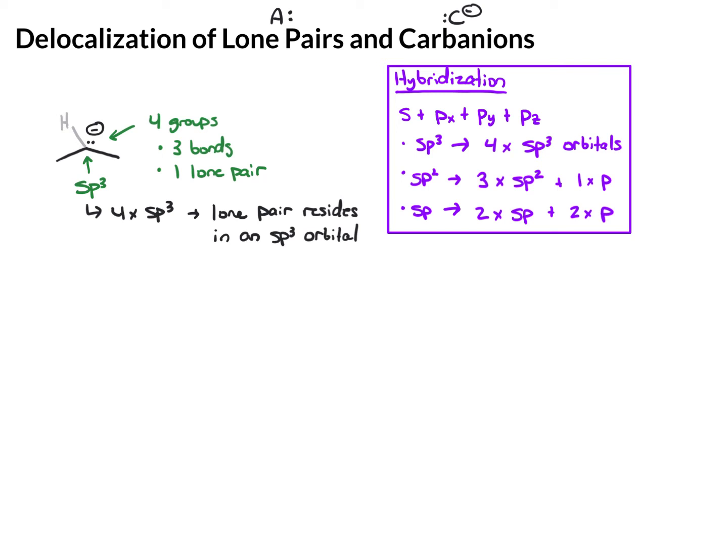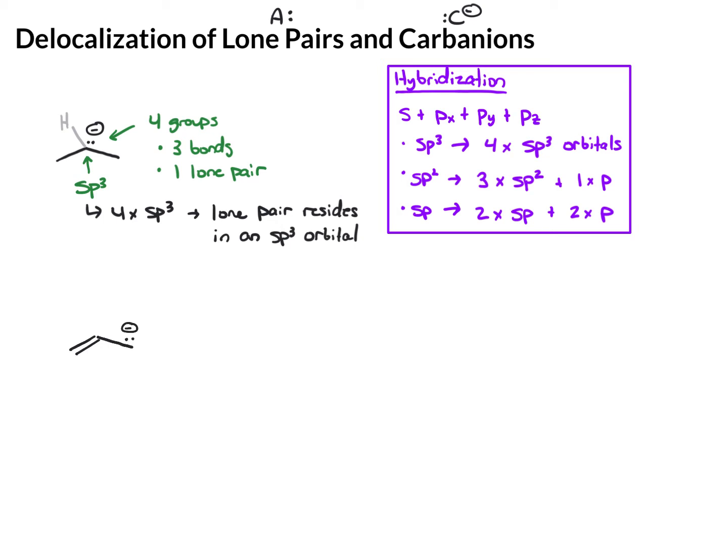You should be able to look at this structure here and know that there's no resonance structures you can draw. But a way to confirm this is the fact that the lone pair in the sp3 orbital is not going to be delocalized because you need p orbitals for delocalization. Let's look at another example.